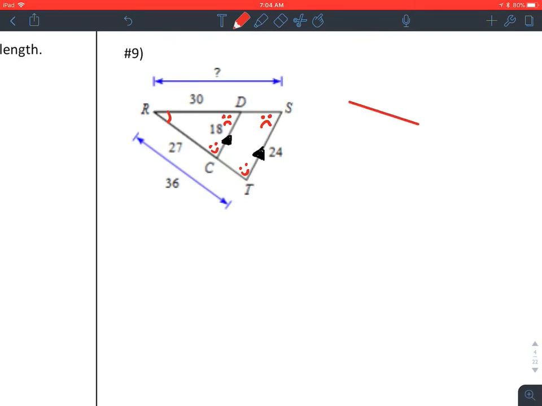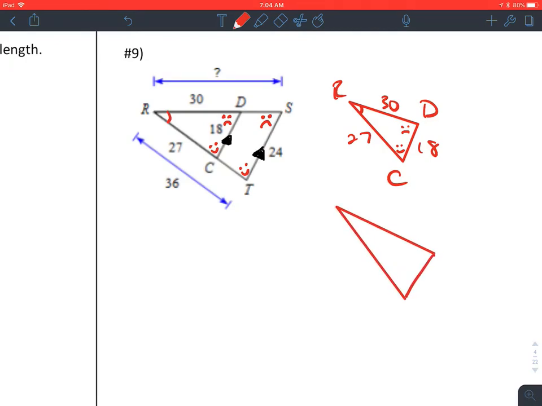Let me redraw each of these triangles. You don't need to draw them to scale, but you need to draw them so the corresponding parts are in the same positions. Triangle RDC, frowny, smiley, one arc, 30, 27, 18. Bigger triangle, frowny, smiley, one arc, R, S, T. So RT is 36, TS is 24. We're supposed to find the length of RS.